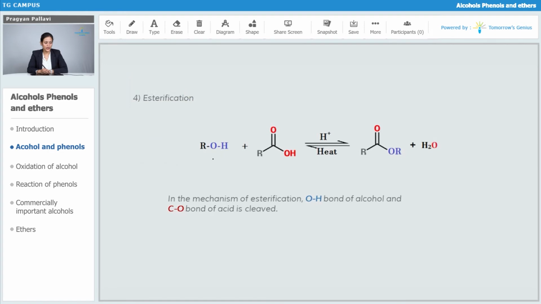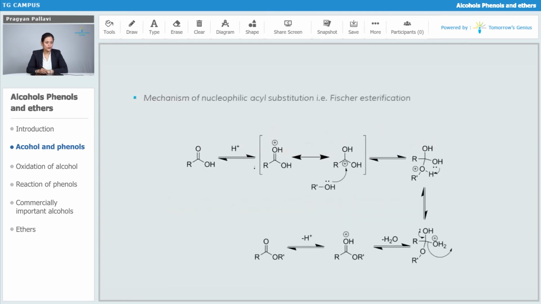Esterification. When we are having this alcohol and if we have acid in presence of H+, upon heating it's going to form ester. In the mechanism of esterification, this OH bond of alcohol and the CO bond of acid is cleaved. So here this and this bond is cleaved to form this ester. So let's see the mechanism.